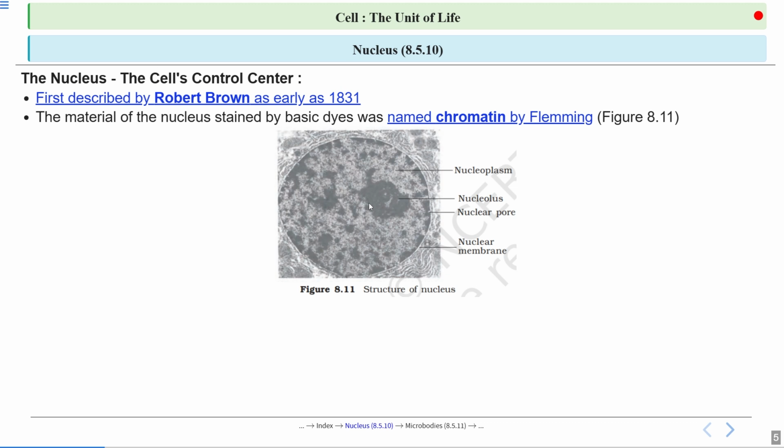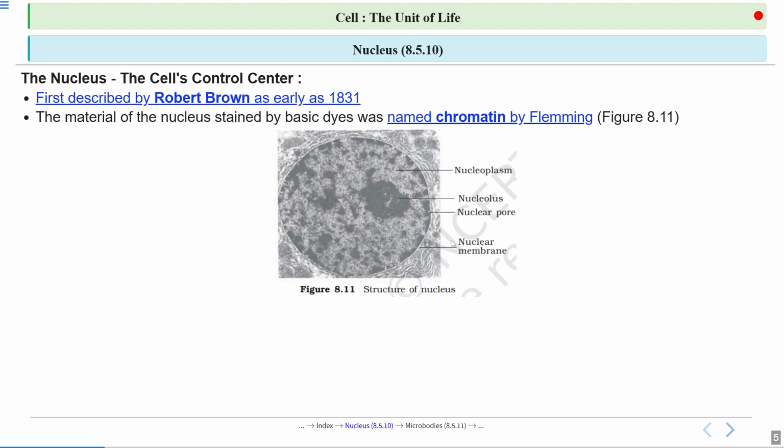We'll talk about the function of the nucleolus also. So this nucleolus basically is involved in ribosomal RNA synthesis, and it is also involved in ribosome assembly as well. Okay. Then you can see this is the nuclear membrane, or you can call it the nuclear envelope. So the eukaryotic organisms have a true nucleus, which means the nucleus is surrounded by the nuclear envelope.